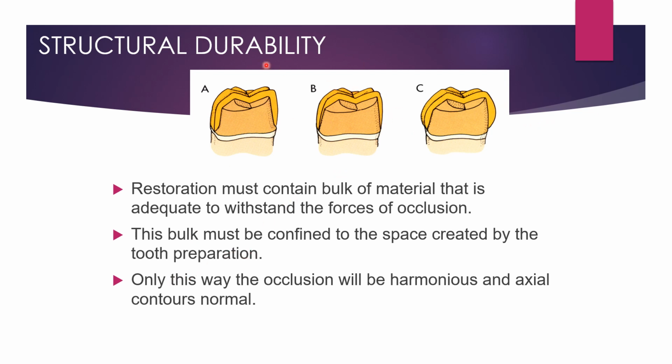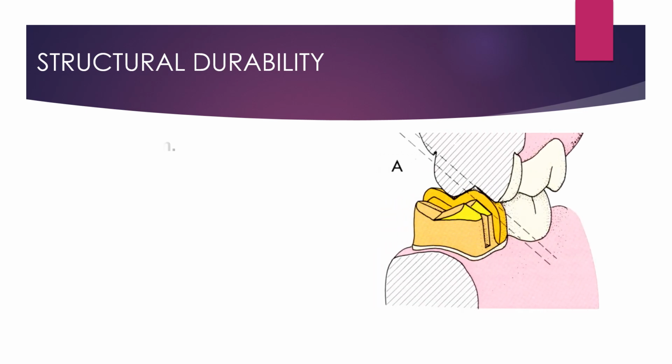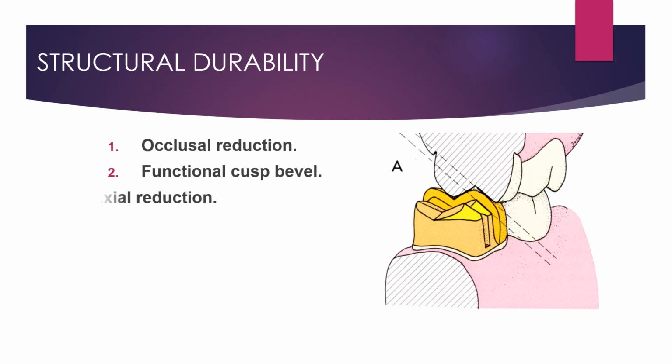You can see inadequate, excessive, and in the middle, guys. Not insufficient and not too excessive, right? So B is correct. Only this way will the occlusion be harmonious and the axial contours correct. So how we give structural durability is by doing proper occlusal reduction, functional cusp beveling, and axial reduction, right?